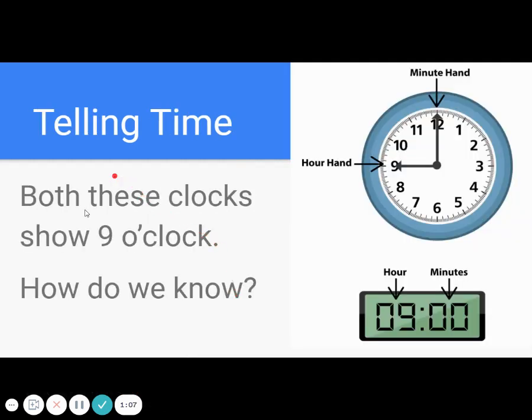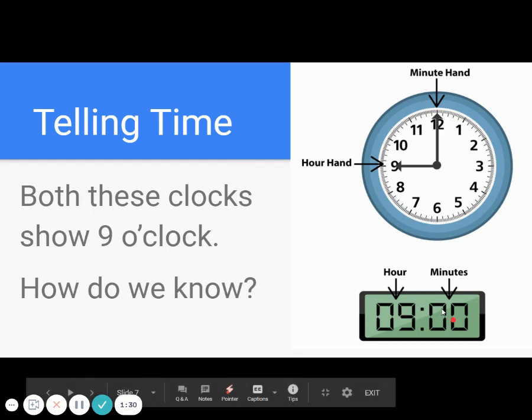So telling time. Both these clocks show 9 o'clock. How do we know? Well, for one, let's start with the analog clock. The shorter hand, the hour hand, is pointing to the 9, and the minute hand is pointing to the 12. So just like we learned yesterday, we would say it is 9 o'clock. With our digital clocks, we have the hour first, so we would say 9, and when we see 00, we know that it is o'clock, so 9 o'clock.